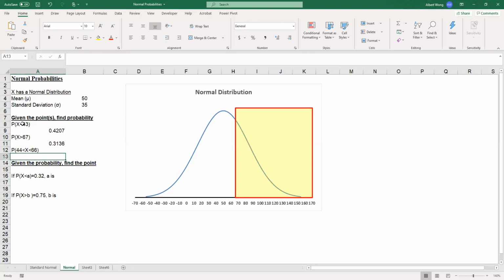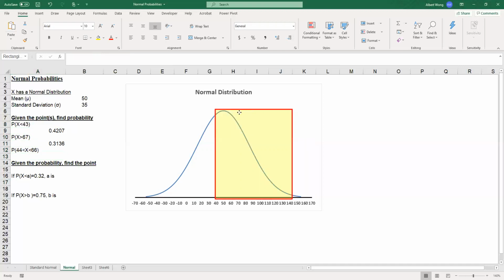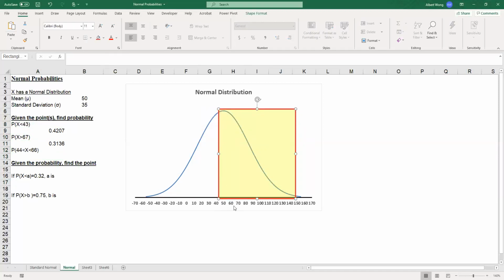All right, so first case less than, second case more than, the third case is in between. We want to find the probability between 44 and 66. Well, 44 is around here. This is 40, this is 50. So 44 should be around here, right? And then 66, 60 is here, 70 is here. 66 is this part. So we're looking for in between.